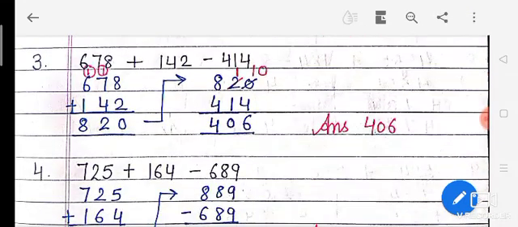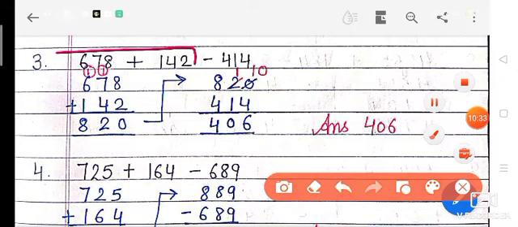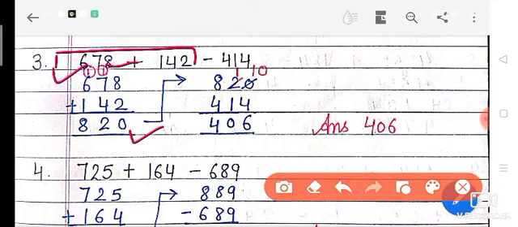Next one is 678 plus 142. Keep on adding, plus 2. Okay, first 2. These 2 we will add. 8 plus 2, 10, 0 down 1 will be carry, 7 plus 4, 11 plus 1, 12, 1 carry, 6 plus 1, 7 plus 1, 8. So 820 is your first step.